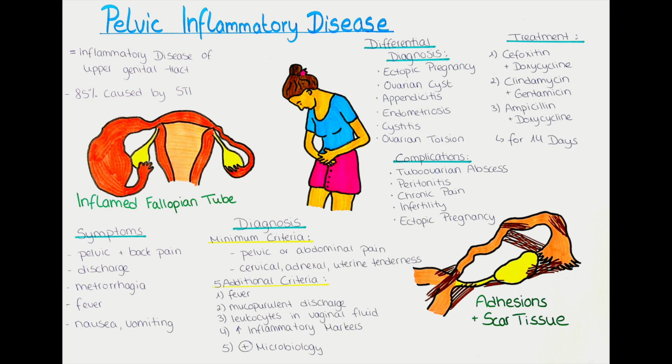The usual antibiotics that are given are cefoxitin, which is a second-generation cephalosporin, in combination with doxycycline. Cefoxitin has a better anaerobic coverage than ceftriaxone. An alternative combination of antibiotics is clindamycin together with gentamicin or ampicillin together with doxycycline. The antibiotics are usually taken for 14 days. Also, NSAIDs can be prescribed for the pain associated with PID.